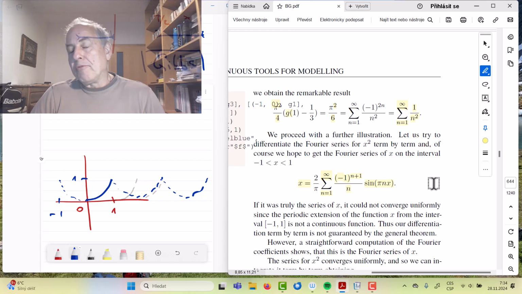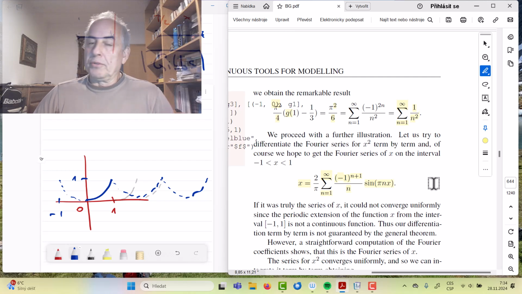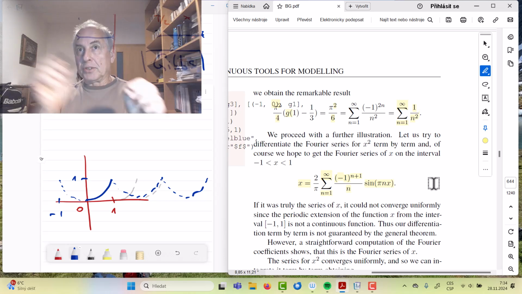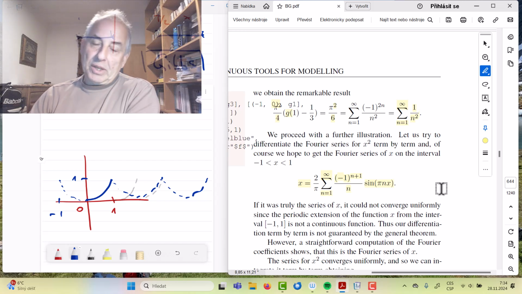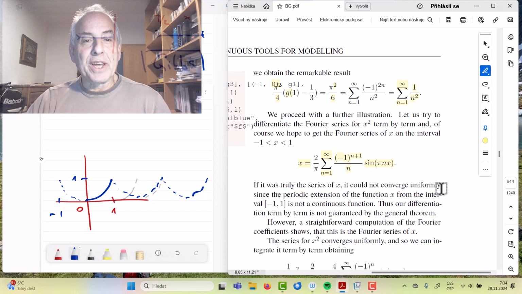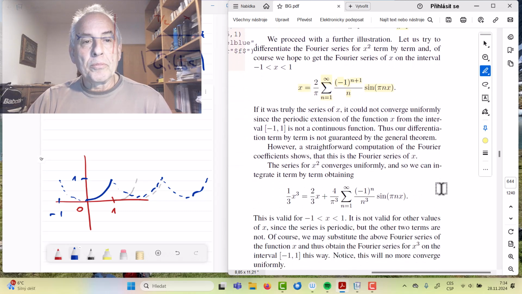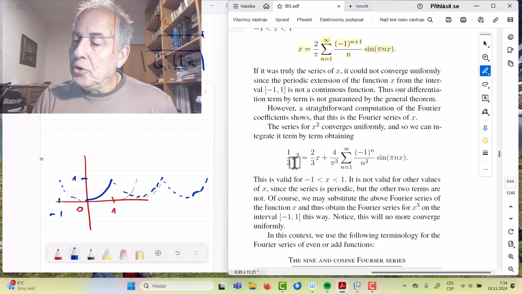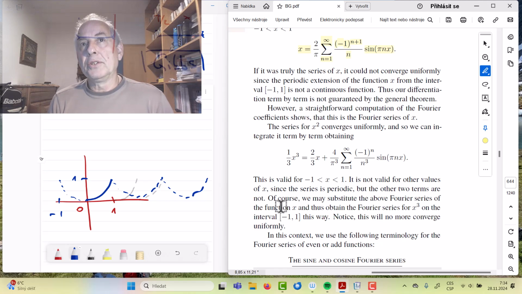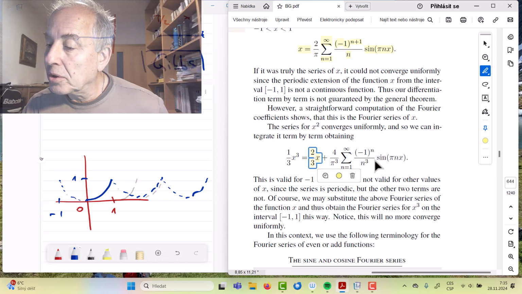Of course, we could have computed it just by computing the b's, right? Because it's x, so it's odd, so the a's would be 0. But you see, it's useful to know that it can be done that easily. And what about the cube of x? It's again an odd function, so how would the Fourier series of that one look? We can get it by integrating, right? So if we integrate, we get this plus this.